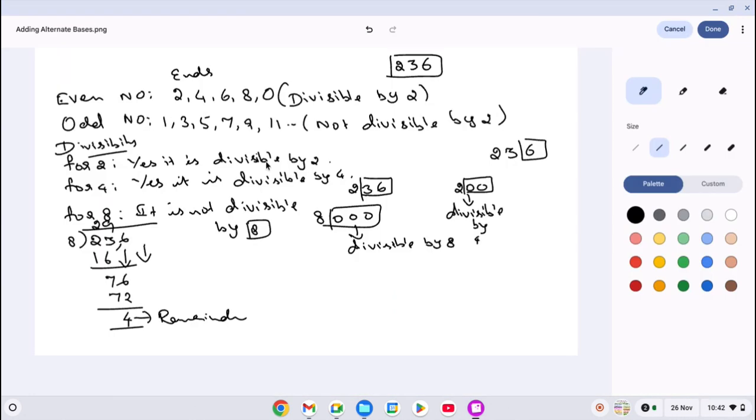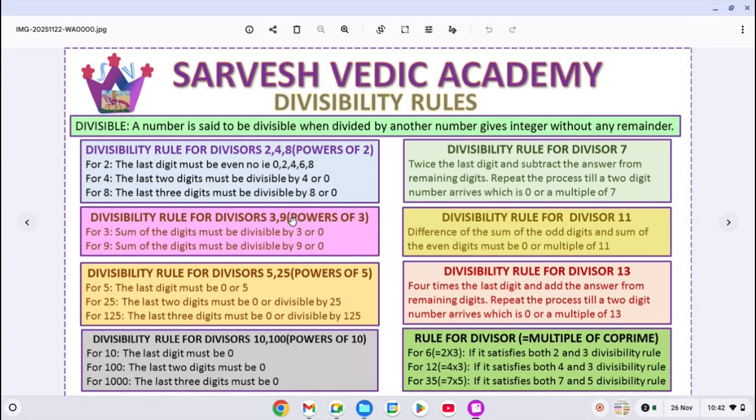Okay, then we go for the next thing, which is nothing but 3 and 9. This is nothing but powers of 3. If we multiply 3 one time, it's 3. Multiply 3 two times, 3 times 3, which is 9. The divisibility rule is the same for both 3 and 9.